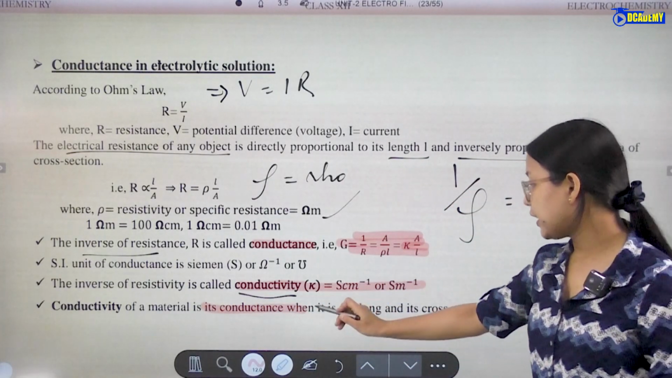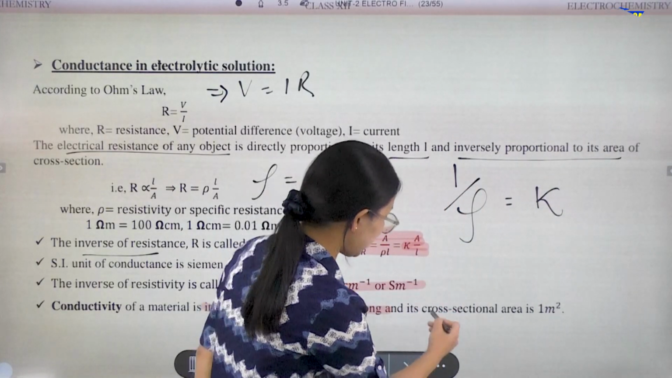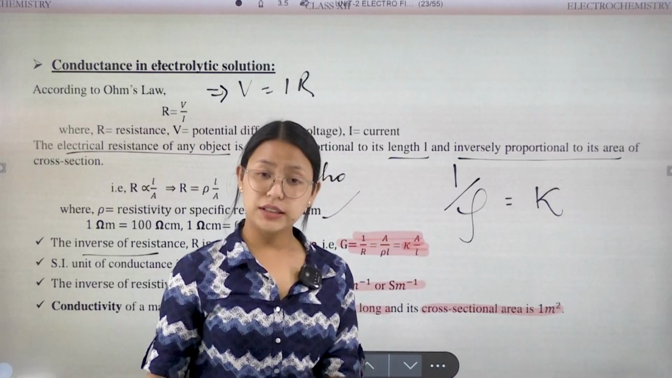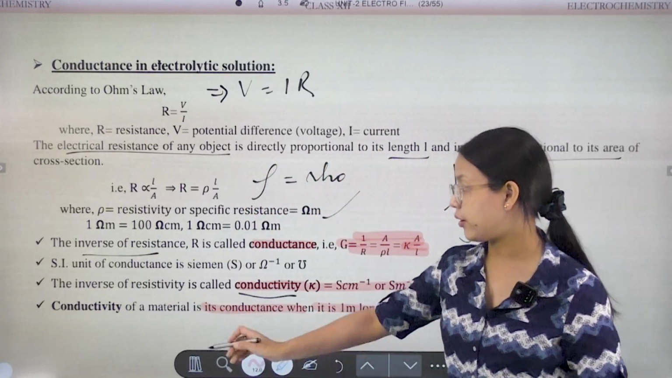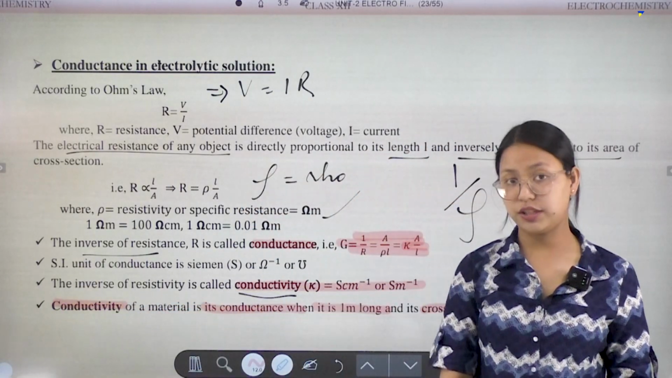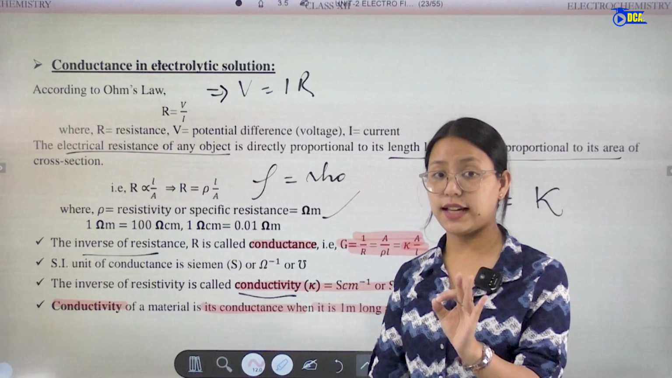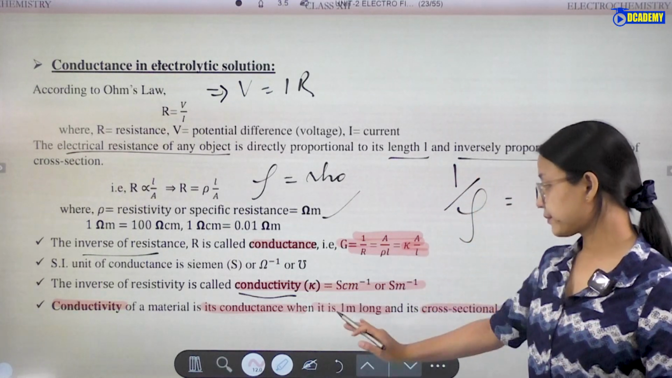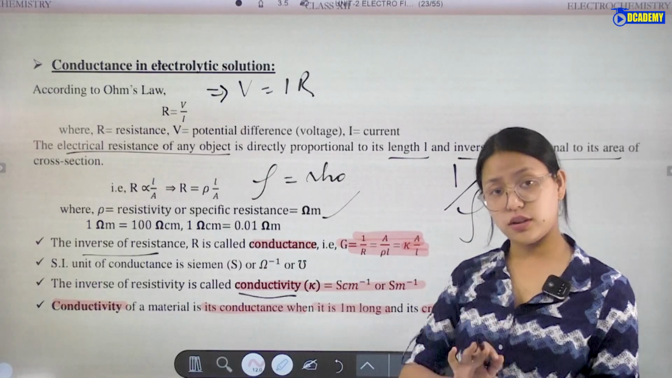When it is 1 meter long and the area of cross section is 1 meter square, its conductance is known as the conductivity. So the conductivity is the conductance of the material when the material is 1 centimeter long, 1 meter long.